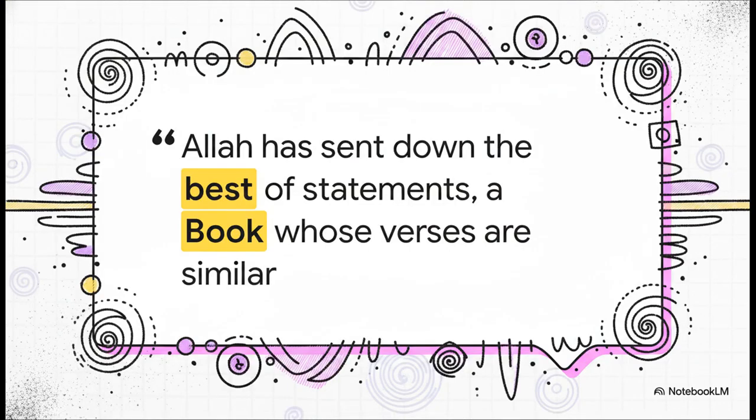This brings us straight to verse 39:23. "Allah has sent down the best of statements, a book whose verses are similar, oft-repeated." Now, a surface-level reading might just see this as poetic praise, but structurally, the source interprets this as a massive claim of architectural perfection. It suggests that the universe and the book actually share the exact same quantum code, a flawless, self-referential loop of data.